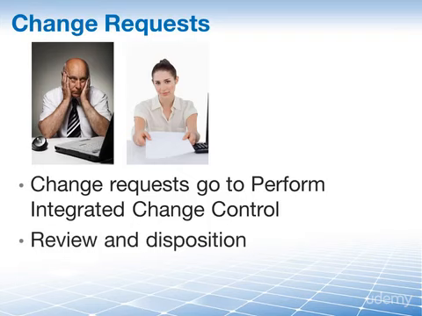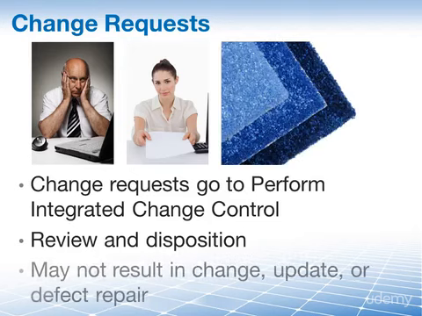This may not result in a change, update, or defect repair. The review and disposition process may uncover the fact that there is really nothing wrong. For example, if the change request was about having the wrong shade of blue on the carpet on the airplane, where the customer requests that it be replaced, if it's then determined that the inspector simply made a visual error and in fact the carpet has the correct shade, well, there is no need to change the carpet.